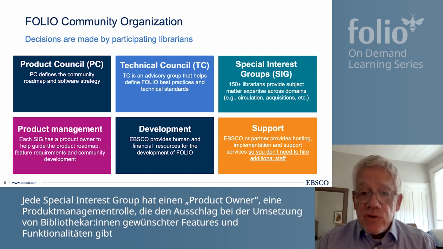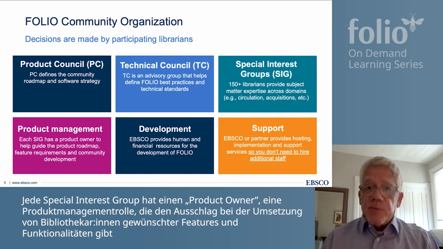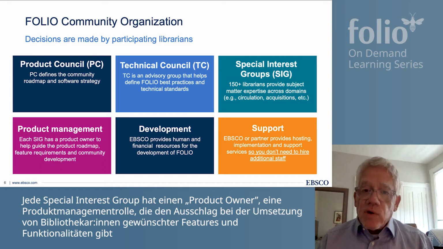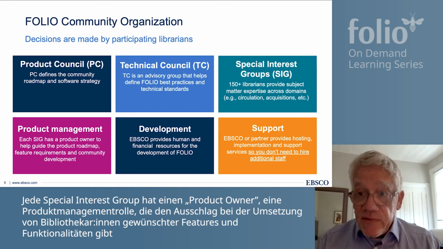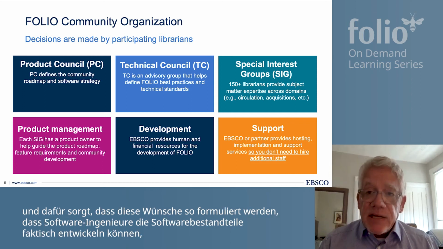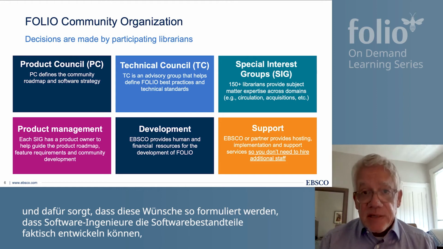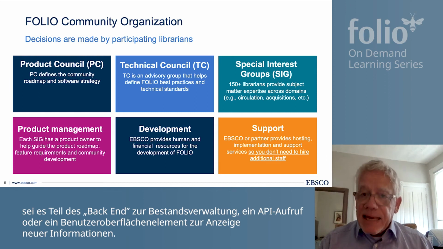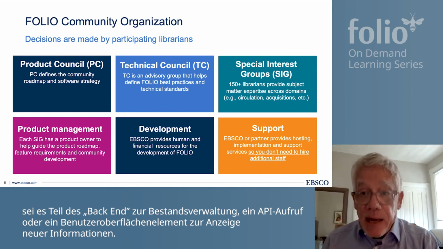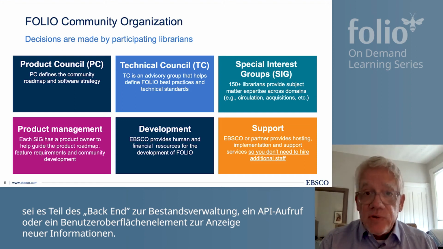Each special interest group has a product owner, and so that product management piece is so important for translating what features and functionality librarians would like to see added to Folio and making sure that that is put forward in a way that software engineers can actually develop those pieces of software, whether they're on the back end for the database holdings, or whether it's an API call, or whether it's part of the user interface to show new pieces of information.